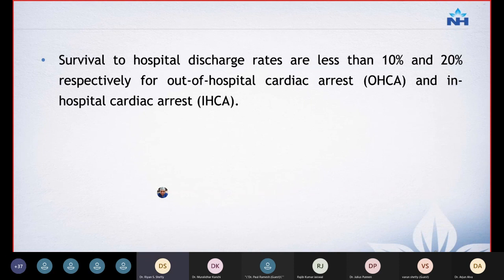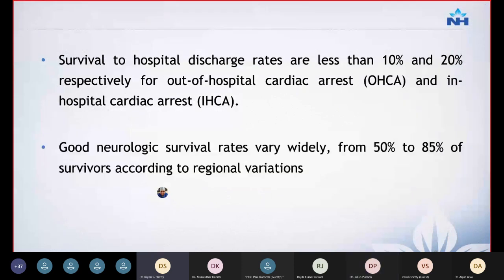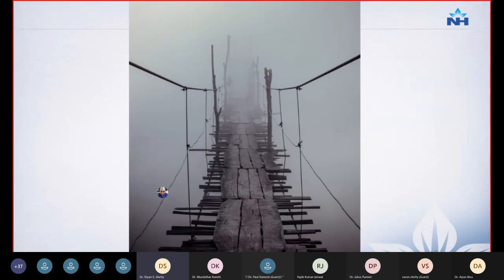Now coming to the neurological outcomes, they varied widely from 50 to 85% of survivors, according to regional variation and the age of the patient. So there is absolutely no study saying that a certain set of patients have better neurological outcome. What was interesting is that even in the Paris study there was failure to cannulate almost 11% of their patients. That's 58 patients. So what it essentially looks like is a bridge like this.